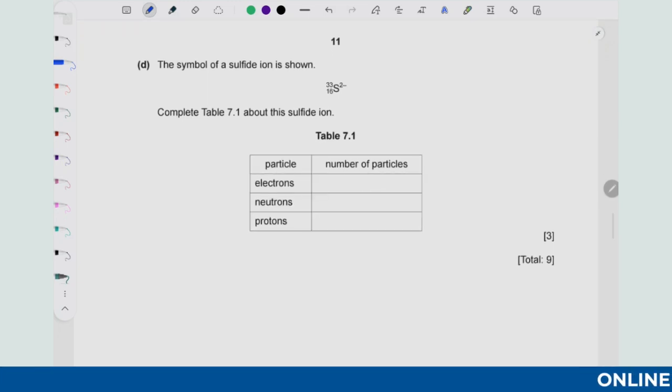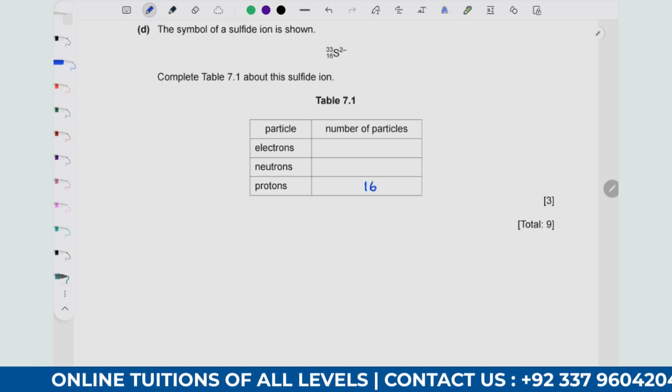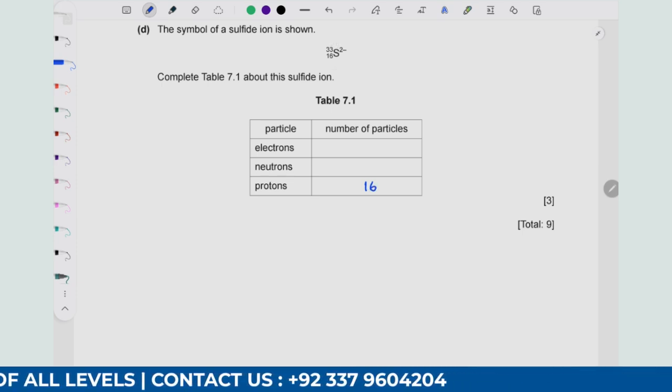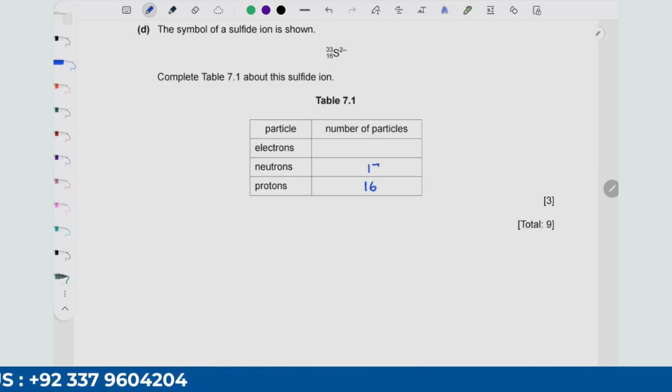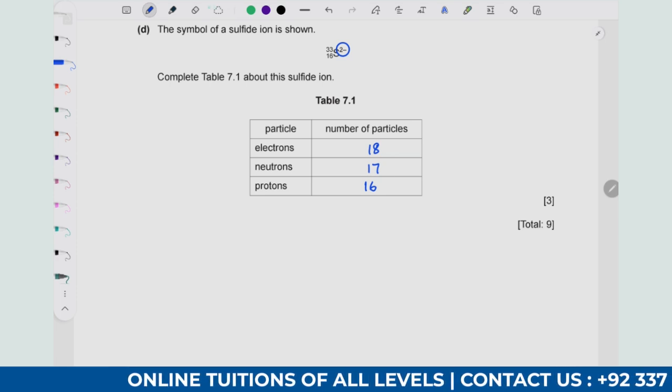Part D says the symbol of a sulfide ion is shown. Complete table 7.1 about the sulfide ions. So we know the protons will be 16, the neutrons will be 33 minus 16, which will be 17, and the electrons, as we can see, it has a 2 negative charge, so it means that it has gained 2 electrons. So it will be 2 more than the number of protons, which will be 18.